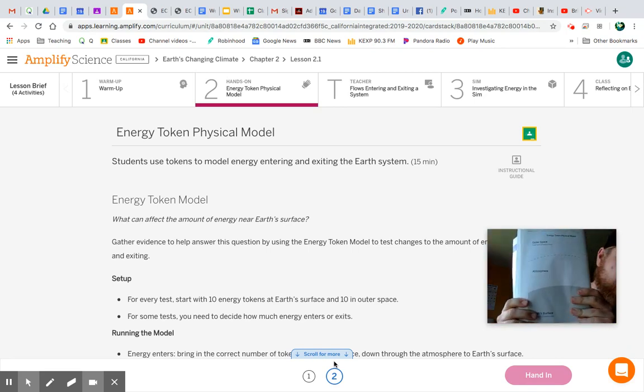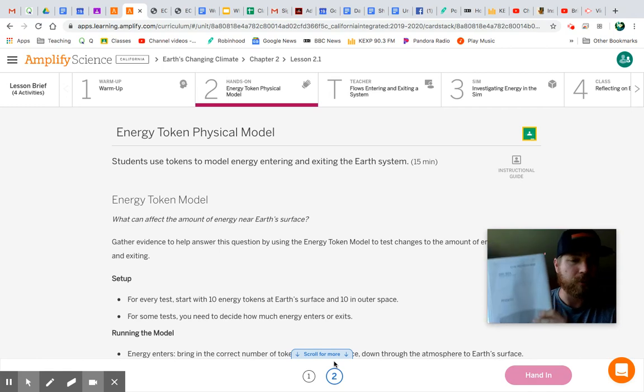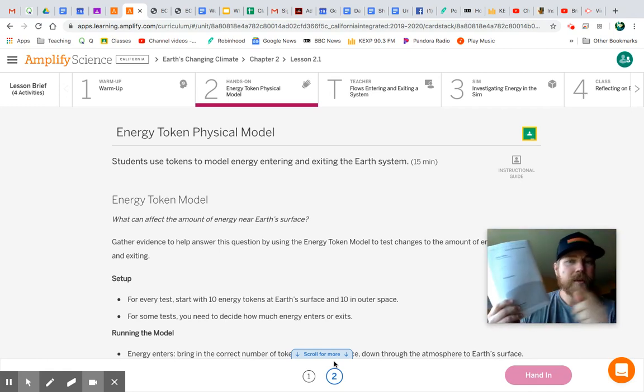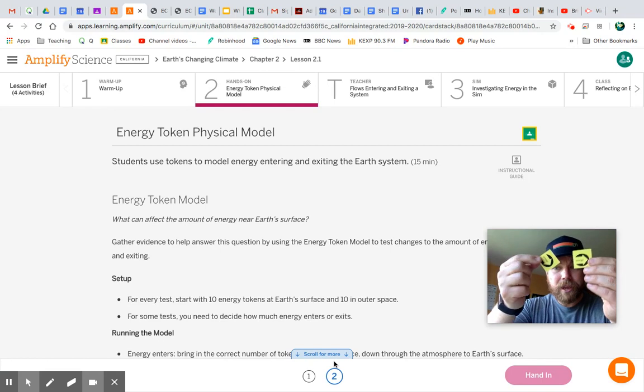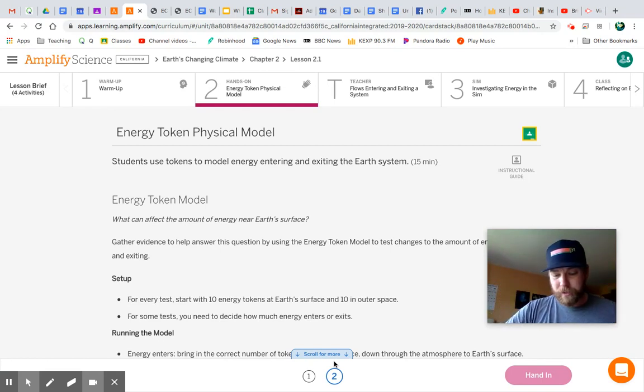This is what you all would have in your workbook if you had your workbooks. Now, I attached this to the lesson. You could print it out if you want. You could just draw this on a piece of paper. That's fine. But also what you're going to need are little energy cards, or tokens as they're referred to.